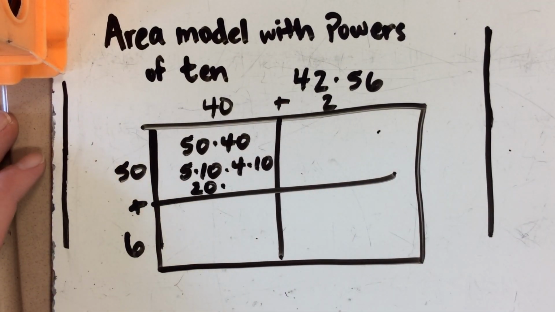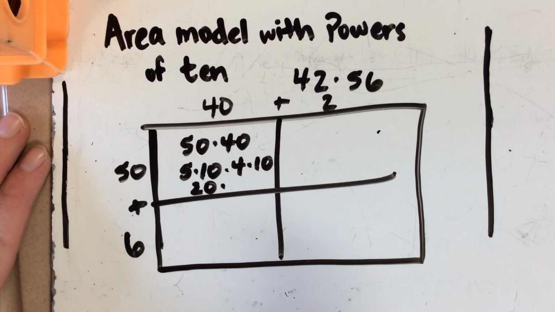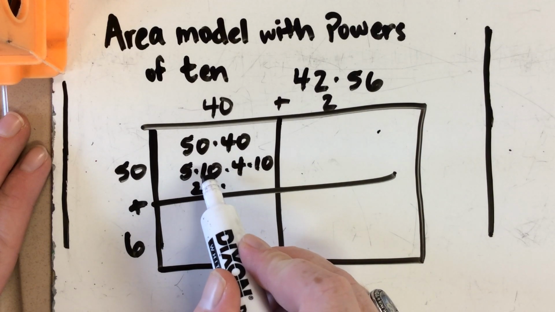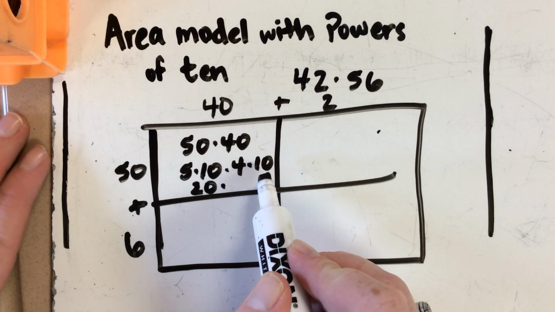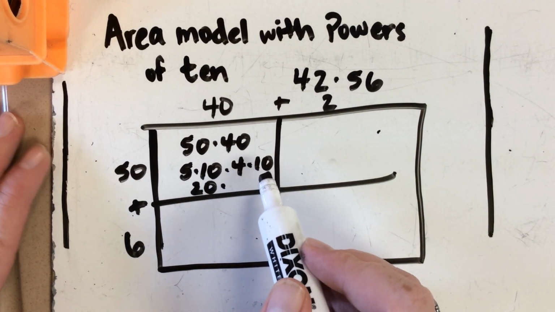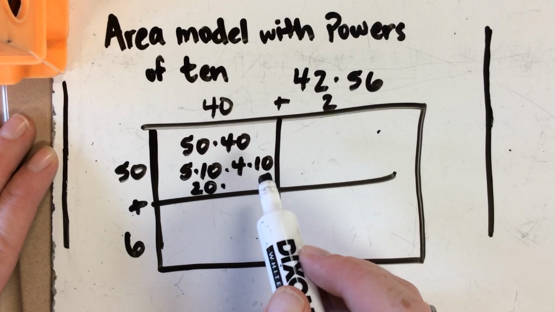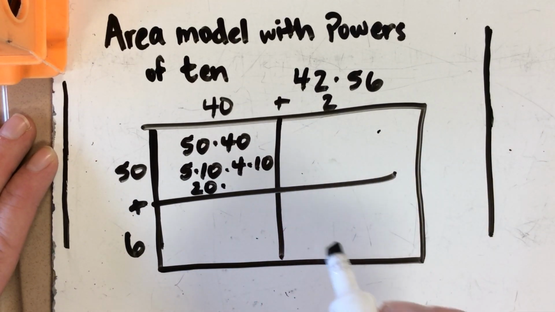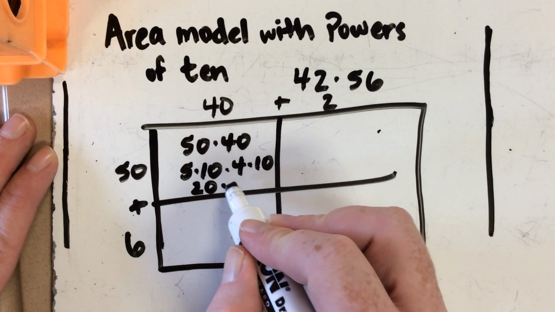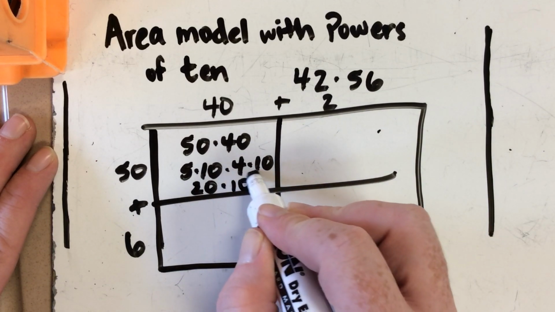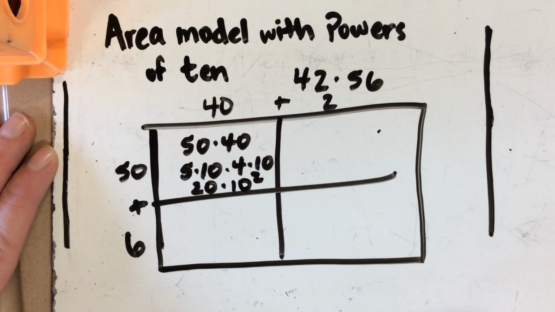Students and adults alike already do this naturally, but they probably don't put it into number form. First, we take this 10 and this 10. And what we used to say is we would add zeros. And we know that's not really true. What we're actually doing is multiplying by 10 2 times. So we write 20 times 10 squared.